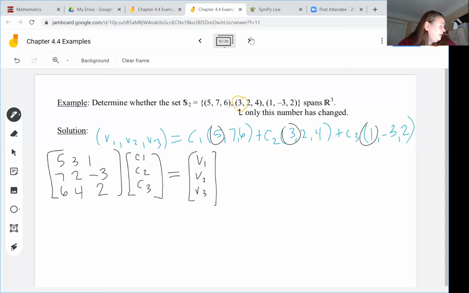So we just need to check if this coefficient matrix is invertible. In other words, is the determinant of the coefficient matrix 0 or not? So let's check the determinant of the coefficient matrix. The determinant of 5, 3, 1, 7, 2, negative 3, 6, 4, 2 does in fact equal 0. Okay, so that means the matrix is not invertible.